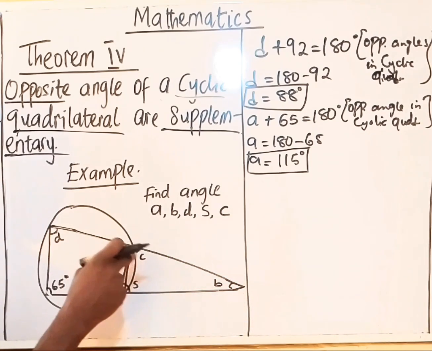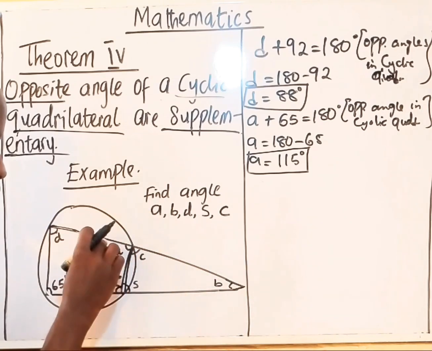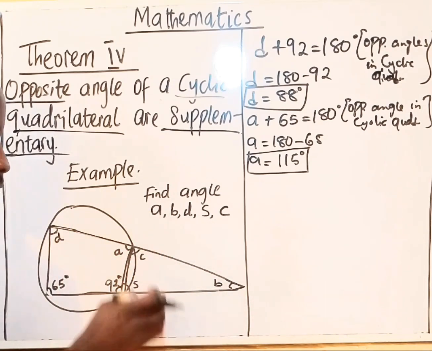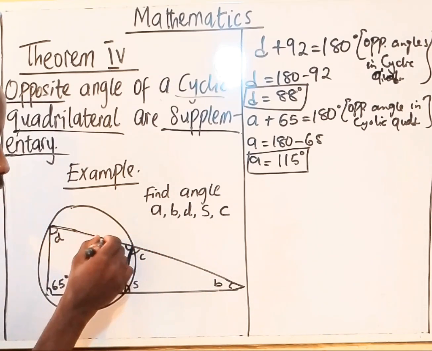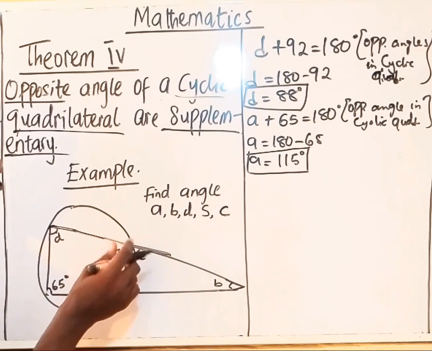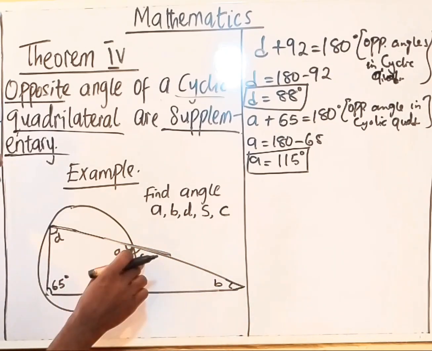C plus A equal to 180. Angle on a straight line. I can bring this out as a straight line. That means this is a straight line. So this plus this is equal to 180 to get my value of C.